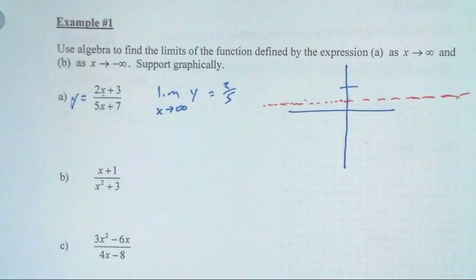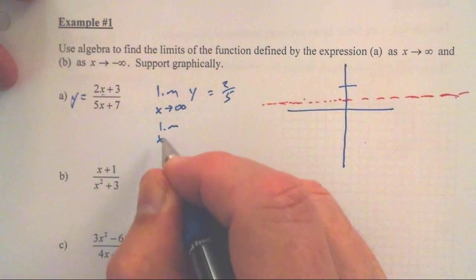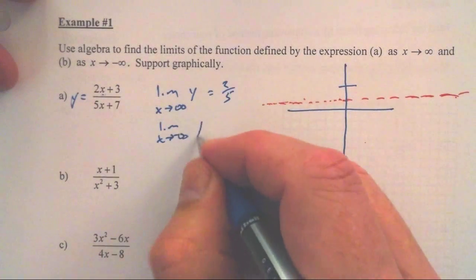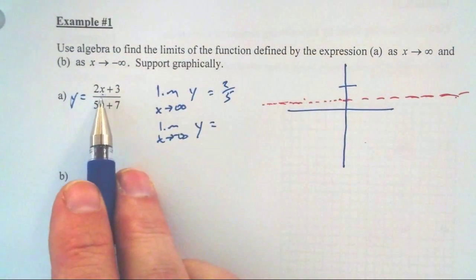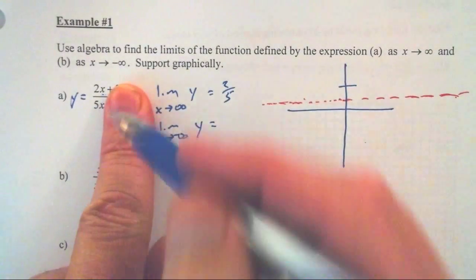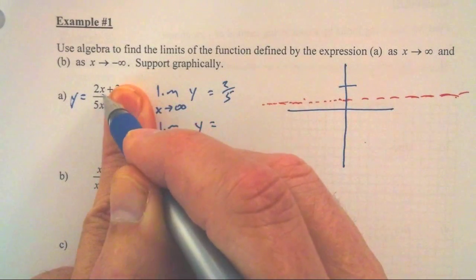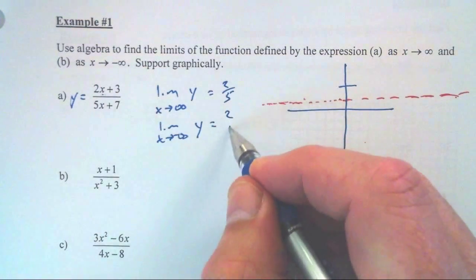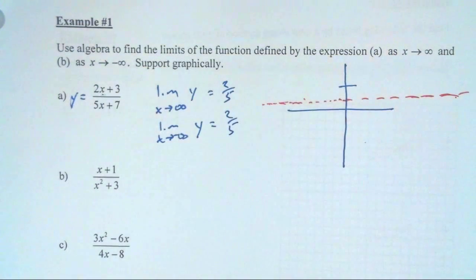Okay? How about when we put in negative infinity? How about the limit as x approaches, and I kind of implied it here, negative infinity of y? Well, it's still 2/5. It just happens to be a negative over a negative. Cancel the x's, it's still 2/5. So you might be thinking, oh, well, it's always the same in both directions. Not always.